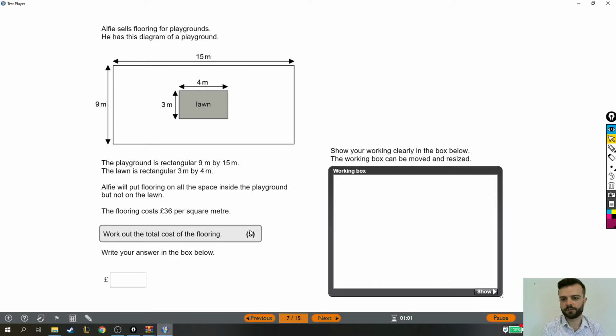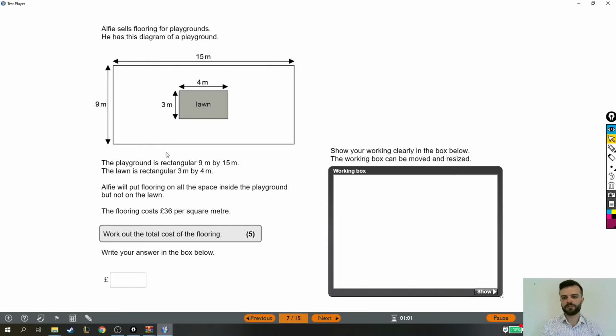Alfie sells flooring for playgrounds. He has this diagram of a playground. The playground is rectangular, 9 meters by 15 meters, and the lawn in the middle is rectangular, 3 meters by 4 meters. Alfie will put flooring on all the space inside the playground, but not the lawn. The flooring costs £36 per square meter. Work out the total cost of the flooring.